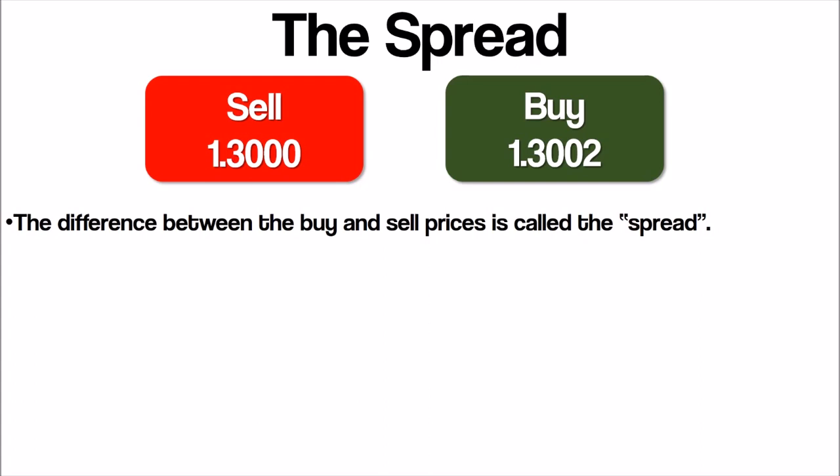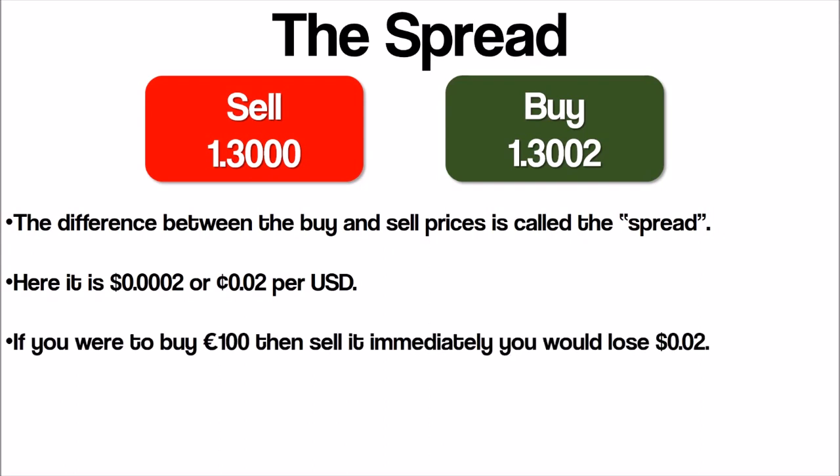The difference between the buy price and the sell price is called the spread. So in this example, it's 0.02 cents per USD. Say for example you were to buy €100 and then sell it immediately. In that case, you would lose 2 cents on that trade just by buying and selling the currency. That's without the market moving, and that's what's called crossing the spread.